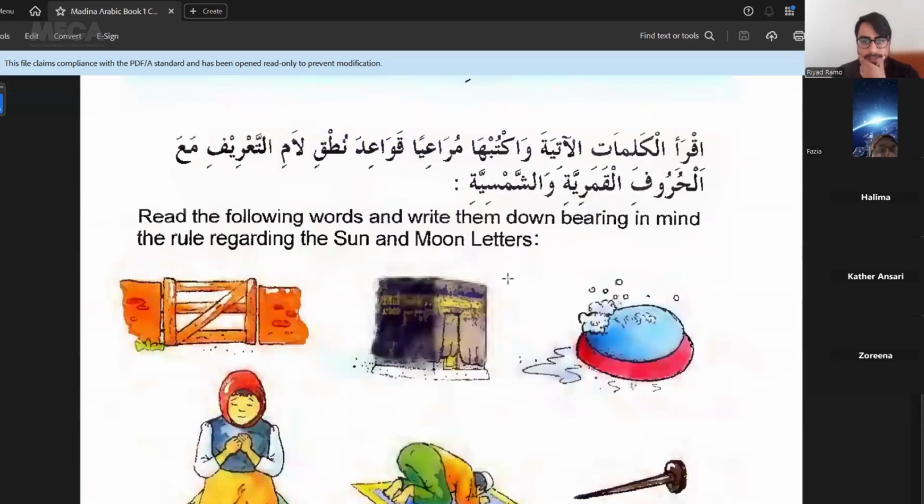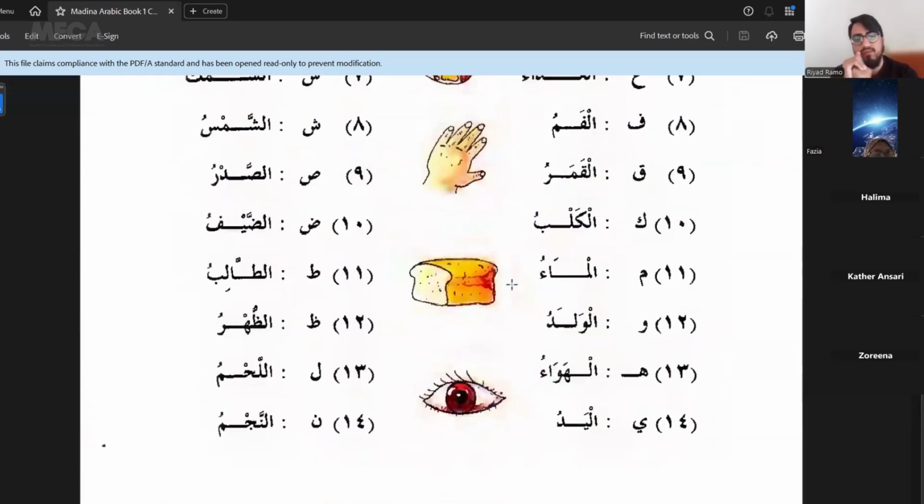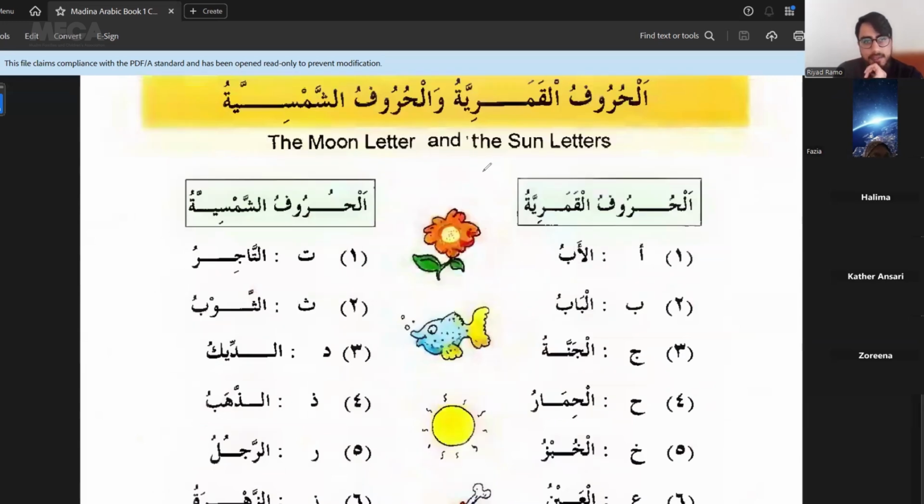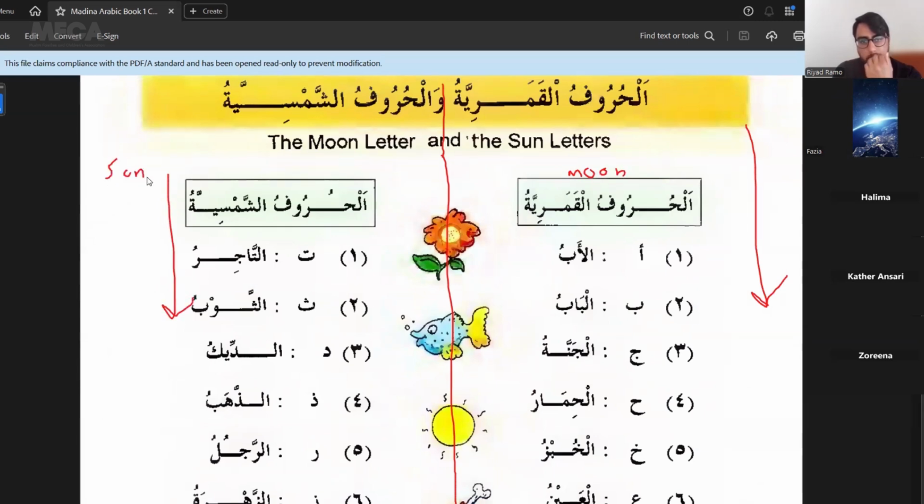Any questions? So it's showing all the moon letters and all the sun letters, like Aleph, Ba, Jim, Ha, and so on, so we can tell which one is the moon and which one is the sun. Look how I put this in half. All this is the moon letters, and then all these are the sun. So there's 14 moon and 14 sun.